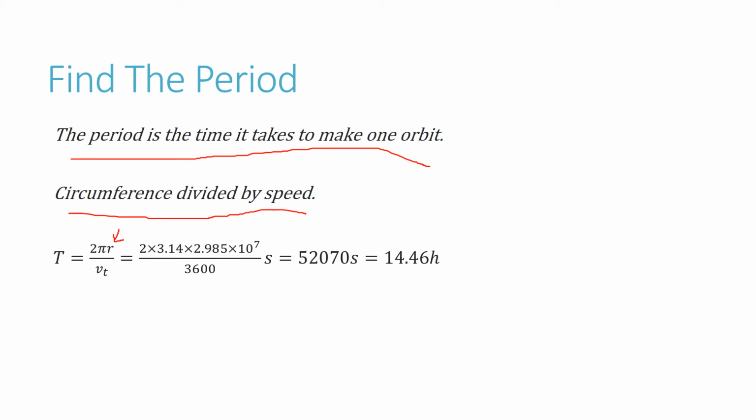So you put this in your calculator right here. You should get something like this, which is 52,000 seconds, which isn't really too helpful. It's better to put something like that in hours. It's going to take about 14 to 14 and a half hours to orbit. You might get different numbers based on estimation, but it should be about this. And then you found the period.